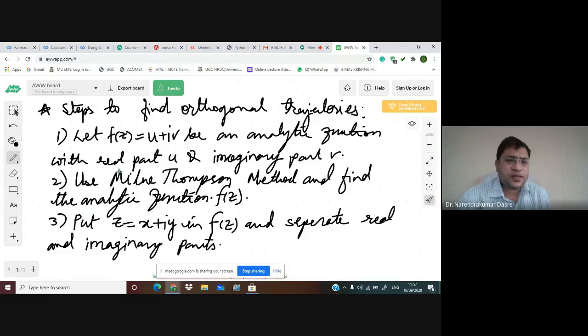Here you can see these steps are exactly the same as we have for the harmonic conjugate. But here we are going to find the orthogonal trajectories. Once we know that u is equal to constant and v is equal to constant, u is a family of curves which is the orthogonal trajectory of the family of curves v is equal to constant. So these are the steps that we have to use.